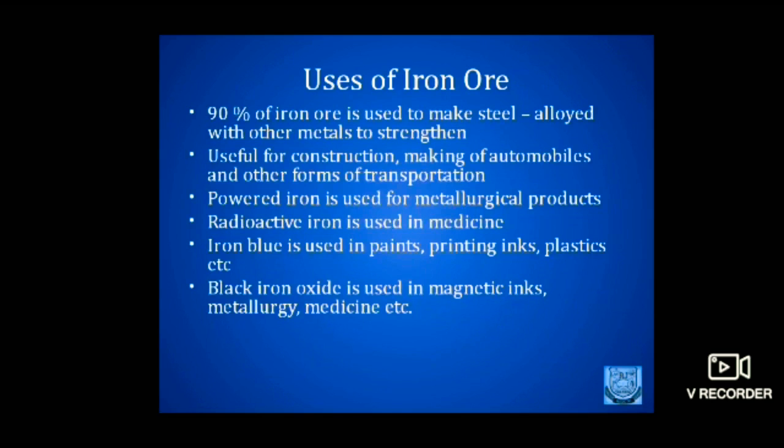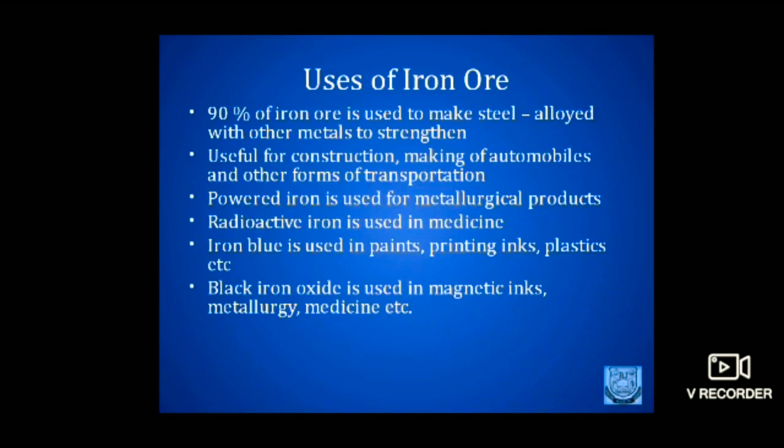Next, we can discuss the uses of iron. 90% of iron ore is used to make steel. Raw iron itself is not very strong. To make it strong and hard for construction or for any purposes, it needs to be alloyed with other elements like manganese, bauxite, etc. Generally, iron is highly used in construction and in the making of automobiles, like shipbuilding or railway coaches or any kind of automobiles. It is a very essential raw material.